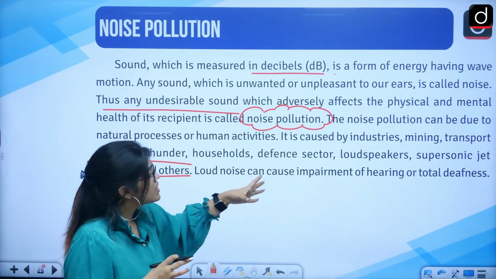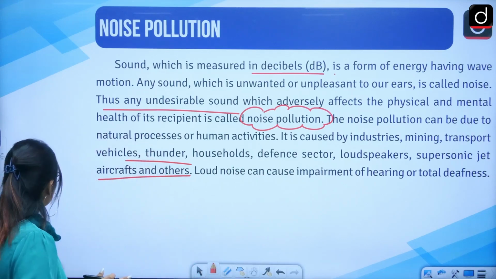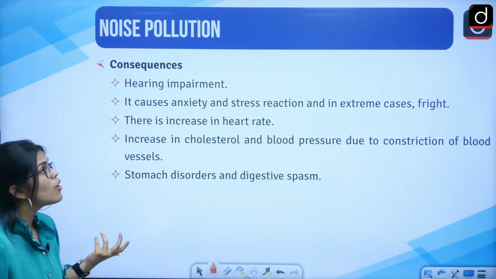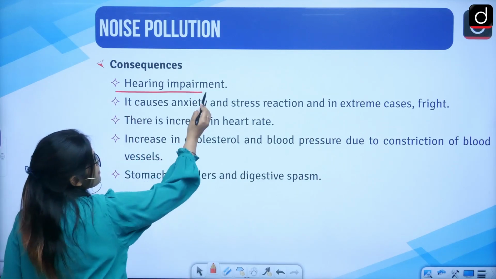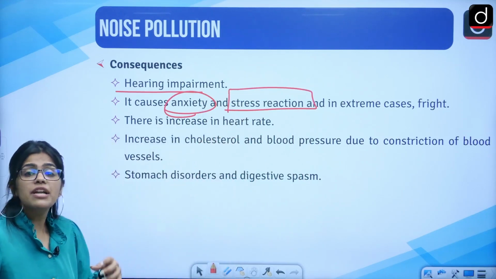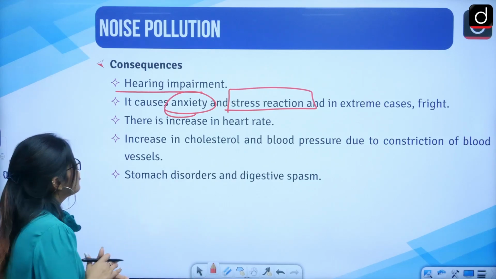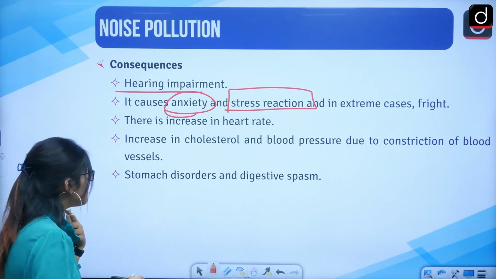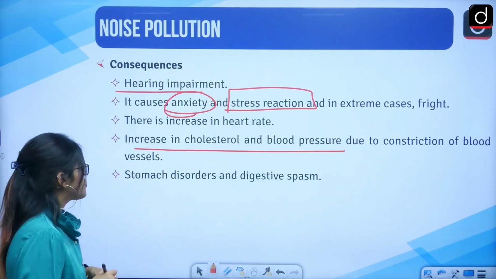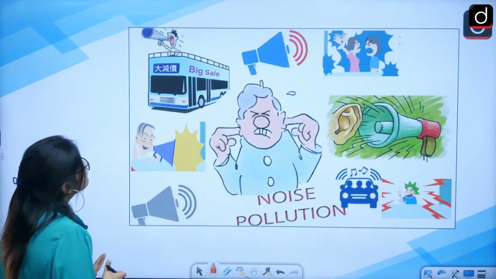Loud noise can make a person impaired, or it can also cause many psychological problems, or total deafness can also be caused. Now, what are the different consequences of this noise pollution? Hearing impairment can be there. Anxiety and stress are the extreme causes, right? You feel nauseous, you feel anxious, you feel stressful when you hear a lot of noise. Increase in the heart rate, increase in the blood pressure, or in the cholesterol level are also related to noise pollution. Stomach disorder and digestive spasms are also seen when you go through a lot of noise, right?